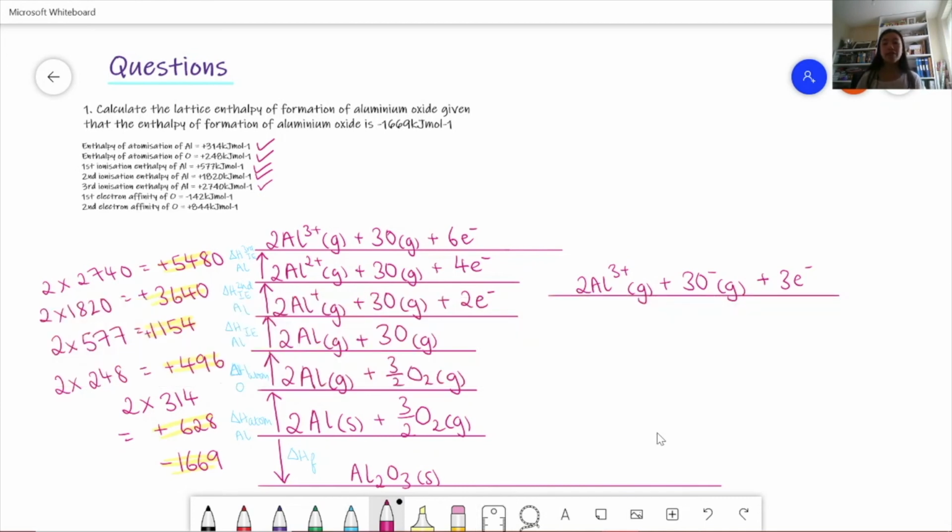Again, we need to remember the definition. So the definition of electron affinity is when we form 1 mole of O minus gaseous ions. And because we've formed 3 of them, we need to times the enthalpy by 3. And so first we draw an arrow going down because it's now an exothermic reaction. And then we have 3 times minus 1004 and that is equal to minus 426.